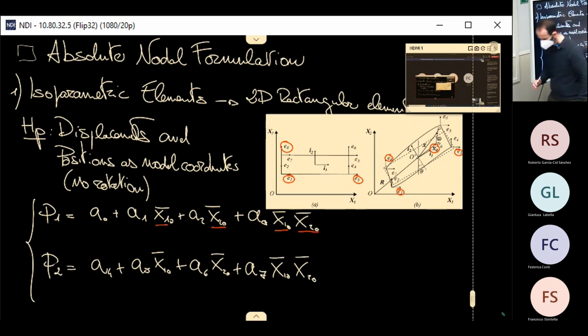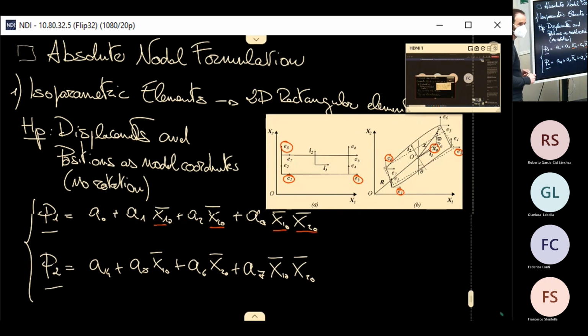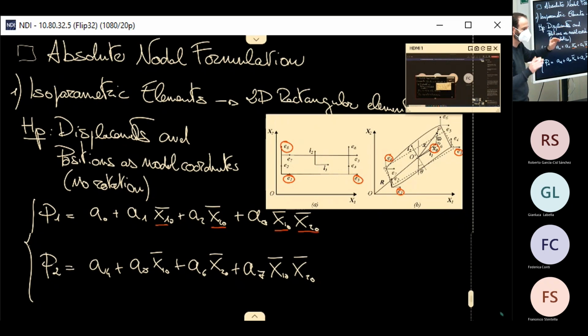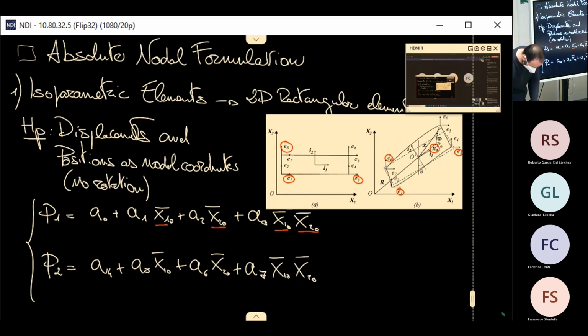Okay, so there is no reason for me to introduce an asymmetry in the description of the field. That's why I'm going for this. Yeah, exactly, that's exactly what I'm saying. So these are written with respect to the inertial frame. These are taken with respect to the local frame of the element. That's actually the characteristic approach of the absolute nodal formulation. That's why it's called absolute, because it's written with respect to the inertial frame.